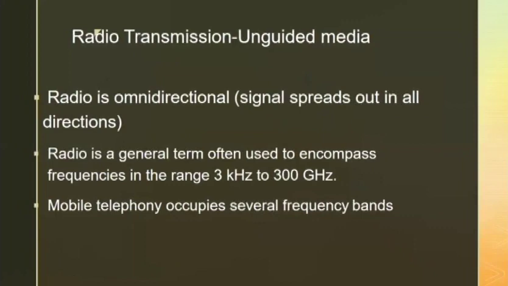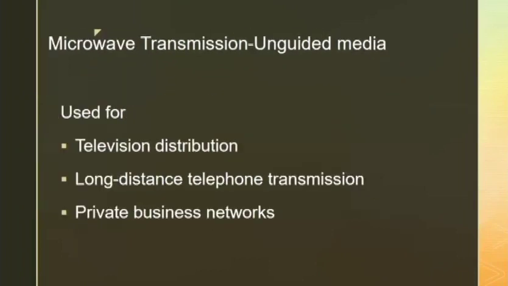The first one is the radio transmission. We have several radio transmissions we are using, for the Bluetooth transmission and the Wi-Fi transmission. Those things use radio transmission. The thing is, radio transmission covers only a certain geographical area. And then the microwave, which is the powerful unguided media transmission.